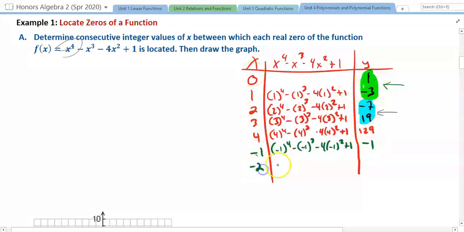And so I'm going to go to negative 2. And so negative 2 to the fourth minus negative 2 cubed minus 4 times negative 2 squared plus the 1. So that's positive 16. This will be a negative, and this will be negative 8. This will be positive 8. This will be a positive 4 and a negative 4, so negative 16 plus the 1 at the end. And all that together is going to give us 9.